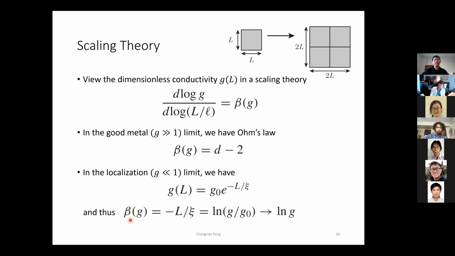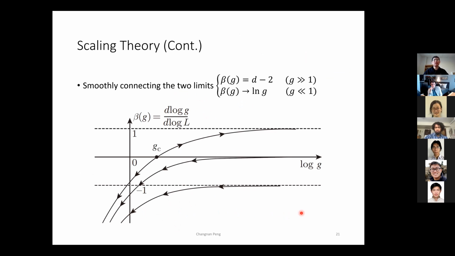So we can calculate beta G in this limit using d log G over d log L. After the calculation, you find that beta G goes to log G. So we can smoothly connect these two limits: when G is much greater than 1, we have D minus 2, and when G is much smaller than 1, we have log G. We plot beta G versus log G.